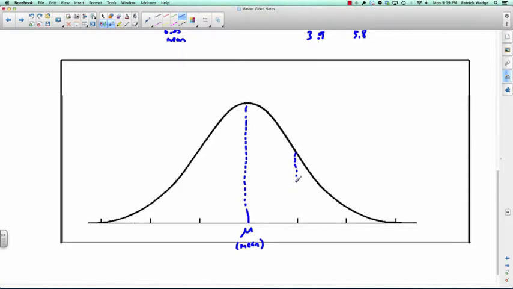All the people who are at this point right here have the mean value plus one standard deviation. So that's 1 sigma, right? The people who are here are at the mean plus 2 standard deviations.